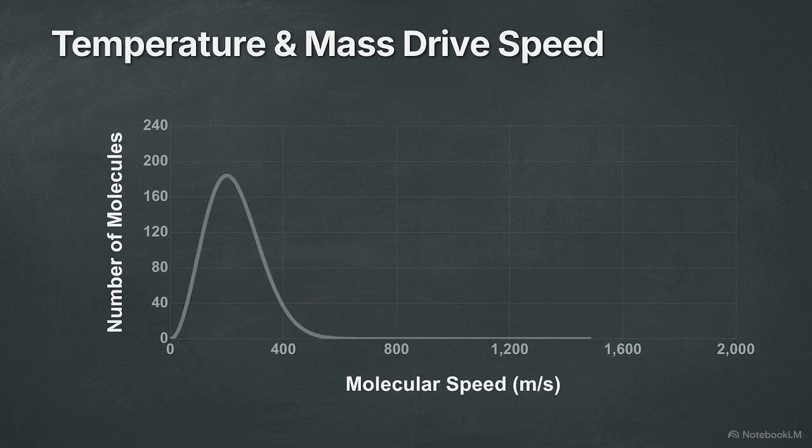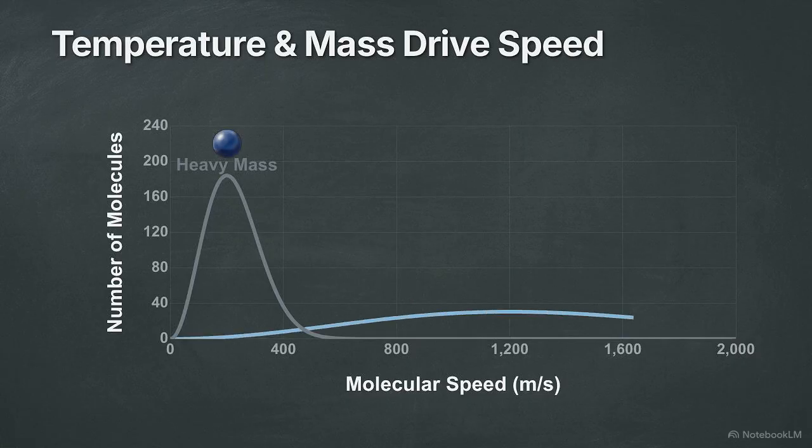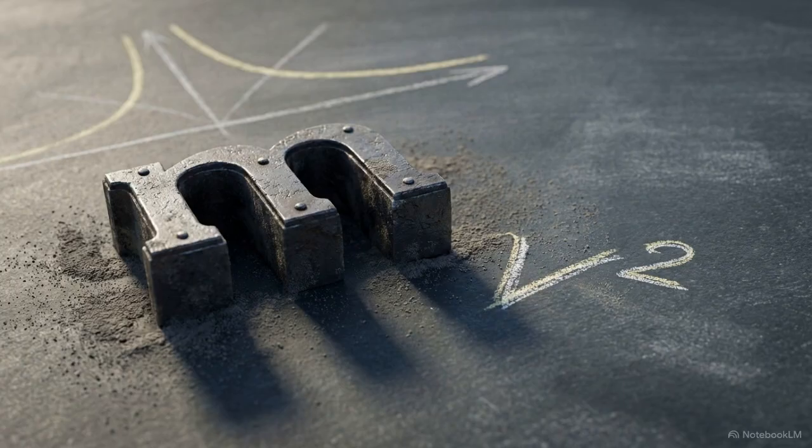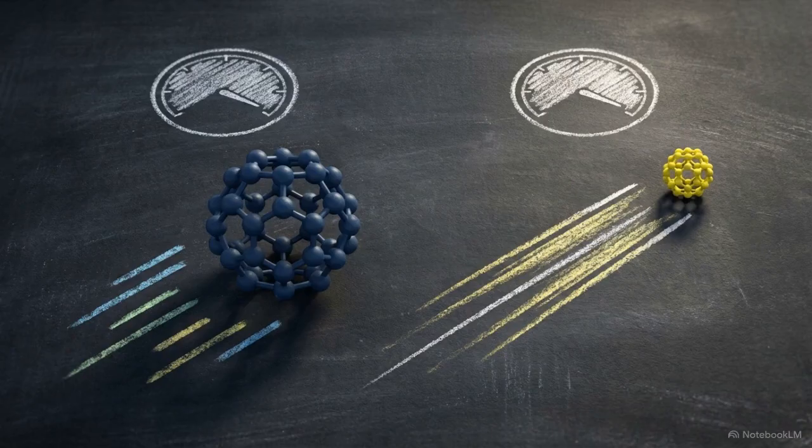Now consider two different gases, one heavy, one light, held at the exact same temperature. Their average kinetic energies are identical, but their speed distributions look entirely different. Kinetic energy equals 1/2 mass times velocity squared. If average kinetic energy remains constant, but the gas particle's mass is large, velocity must drop. Heavier molecules travel slower than lighter ones at the same temperature.